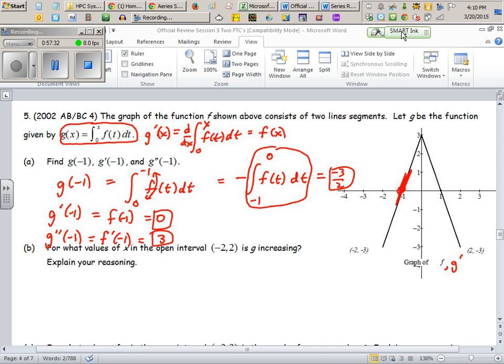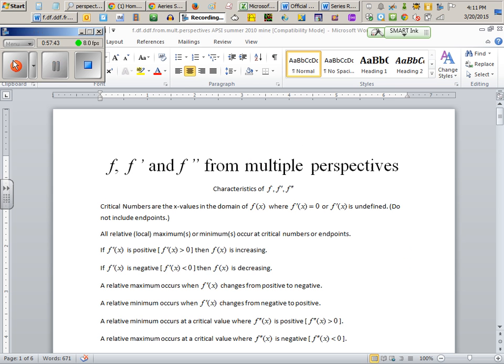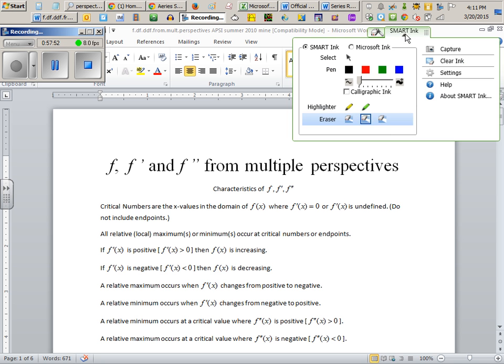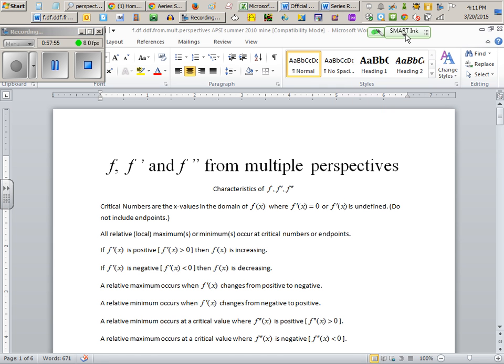For what values of x in the open interval -2 to 2 is g increasing? Okay, I gave you a page of sentences a while ago. You might remember this document. This is such an important document. It's just full of synonymous phrases. If I say f prime is positive, that means f is increasing. If I say f prime is negative, that means f is decreasing.